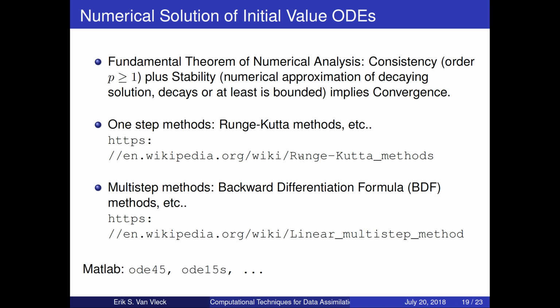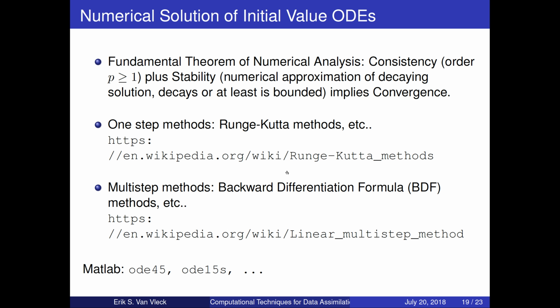So the fundamental theorem of numerical analysis says consistency, which means order greater than or equal to 1, and stability, which we just discussed, implies convergence. So among the one-step methods are the Runge-Kutta methods. These are extremely popular methods. Here's a link. If you work with the PDF, this is a clickable link.